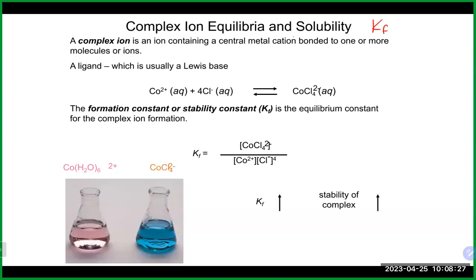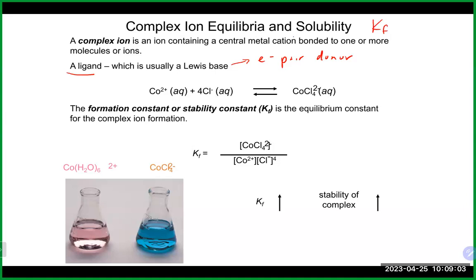That's positively charged, and it has bonded to it one or more molecules or ions. They are sometimes referred to as a ligand, and a ligand is a Lewis base. If you remember, Lewis bases are electron pair donors. Those will give away a pair of electrons, typically to a Lewis acid, which is something that will accept a pair of electrons. And that's sort of what goes on with a complex ion. It's sort of a Lewis acid-base situation.